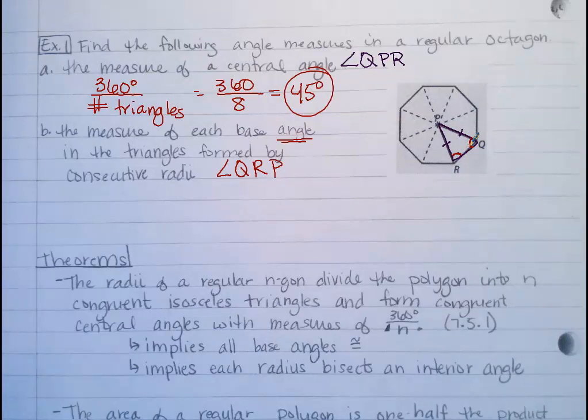We would do 180 minus 45, because this whole triangle is 180 degrees. So what's 180 minus 45? It's 135 degrees. We need to divide that by 2. Why are we dividing it by 2? Because both of those angles are equal. All right, so what is 135 divided by 2?